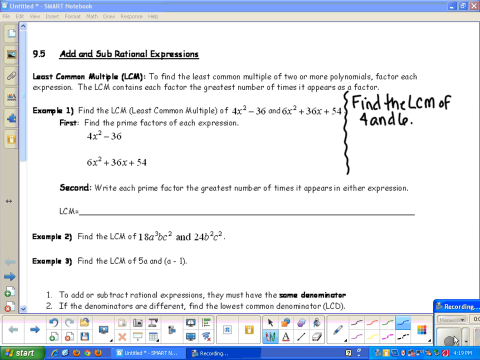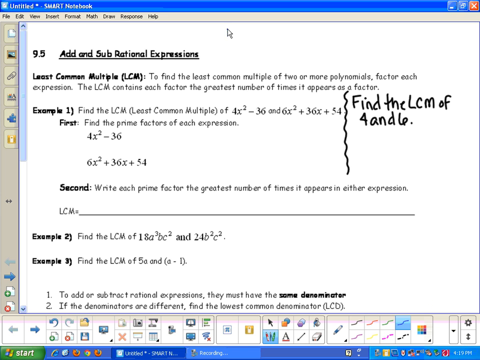Section 9.5, adding and subtracting rational expressions. Now, remember when we're adding and subtracting fractions, let's say we had the example 1/3 plus 4/7. If we want to add these together, we need a common denominator. So then I would have to think, what's common between 3 and 7? I know that my least common denominator is going to be 21.